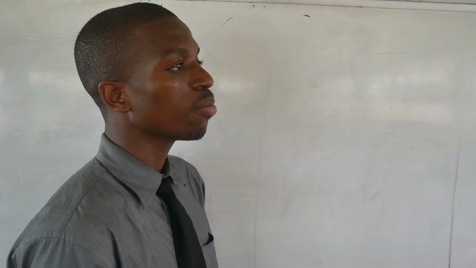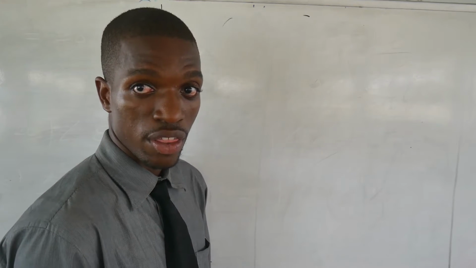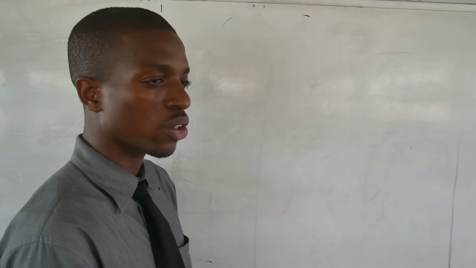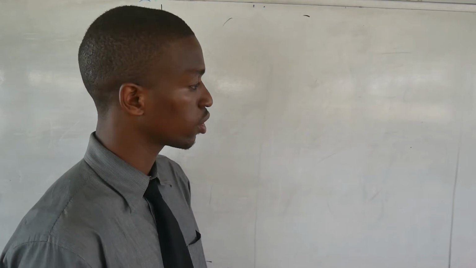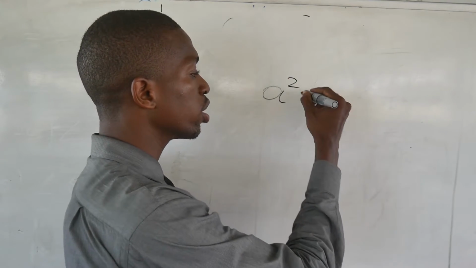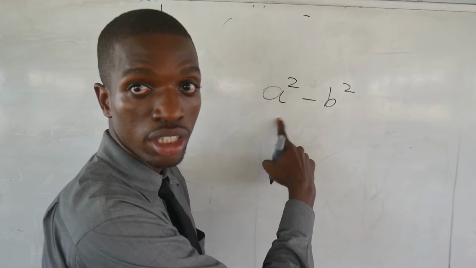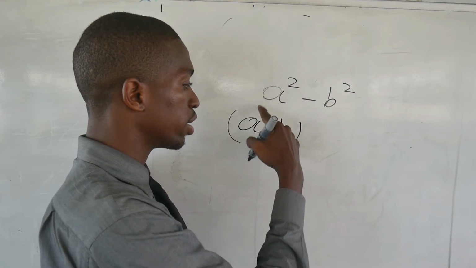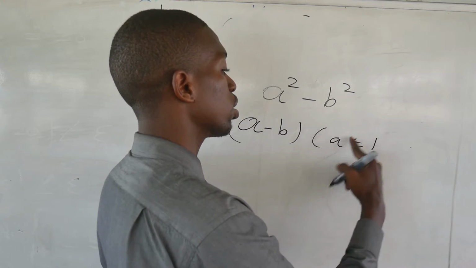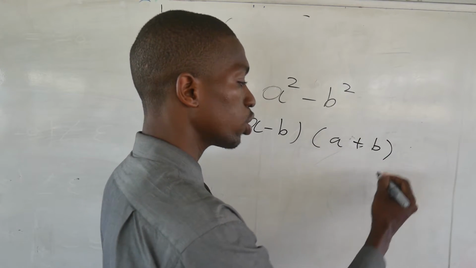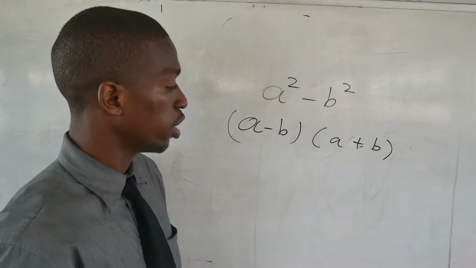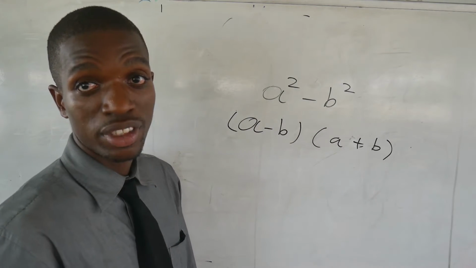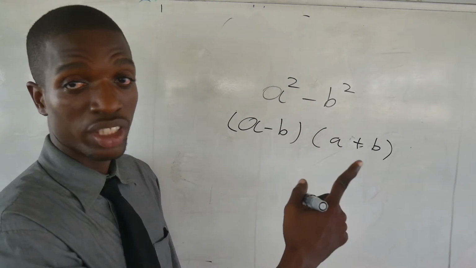One of the most common expressions that needs to be factorized is the difference of squares, or the difference of perfect squares, which is an expression in the form a squared minus b squared. This could always be factorized as a minus b multiplied by a plus b, or a plus b multiplied by a minus b. It wouldn't matter which order you put it.